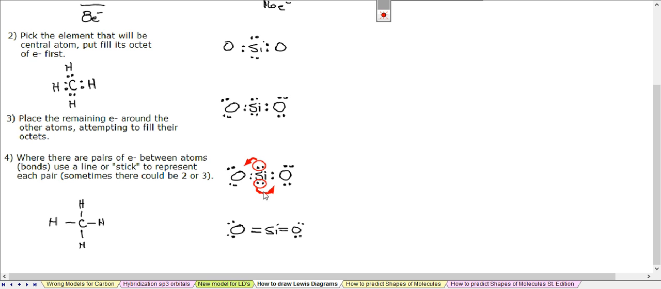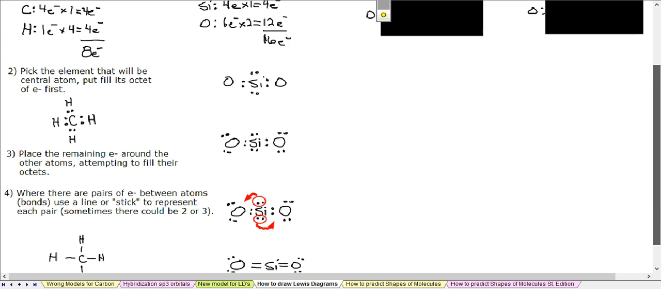double bonds. So this lone pair would come here and create 2 bonds. There's one right there, and there's the other one. And this lone pair would come here and make 1, 2 bonds right here. And so this is what silicon dioxide looks like. We've got double bonds between the silicon and the oxygen.